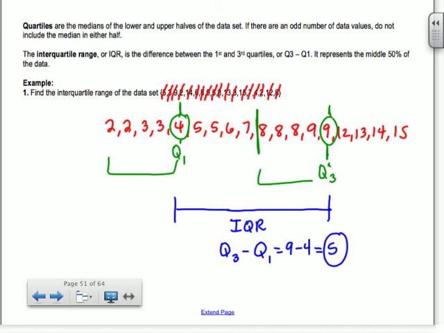Okay, this is another measurement of spread. So the bigger the number, the more spread apart your numbers are.